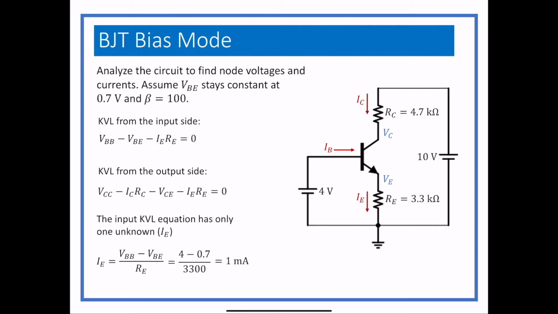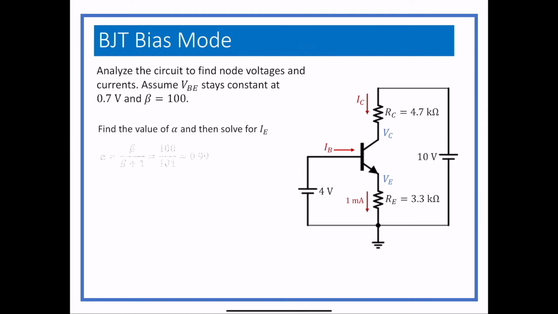Then we know the value of beta, and you can find alpha, or you can just use beta over beta plus 1, but I think this time I found alpha. So if you want to find IC, we just find alpha. Alpha is just beta over beta plus 1, so we get 0.99. Alpha is going to be 1 or less. If you ever calculate alpha and it's greater than 1, you've done something wrong, because it's definitely going to be 1 or less. And it's usually going to be significantly less than 1, not 0.99, but in this case it's 0.99. So that means that IC is going to be 0.99 milliamps.